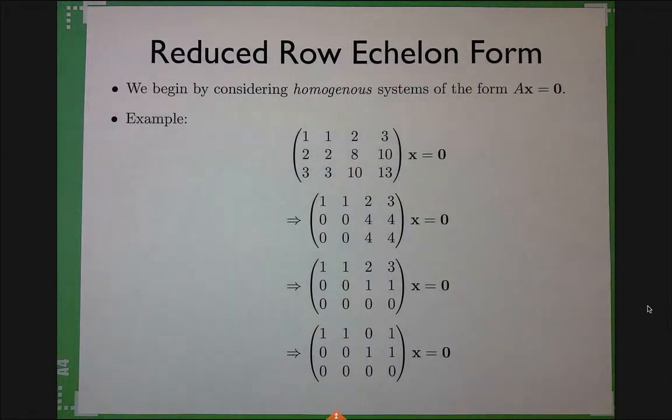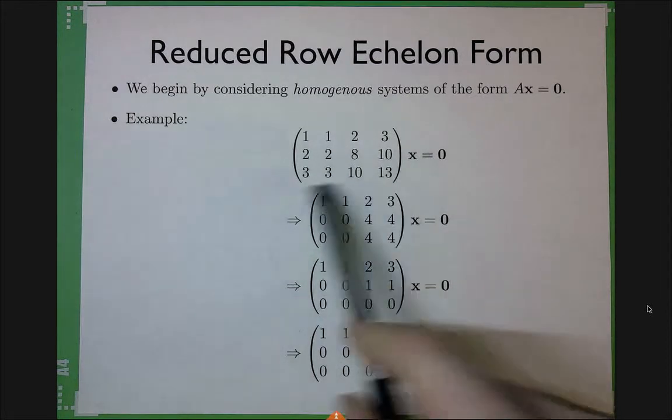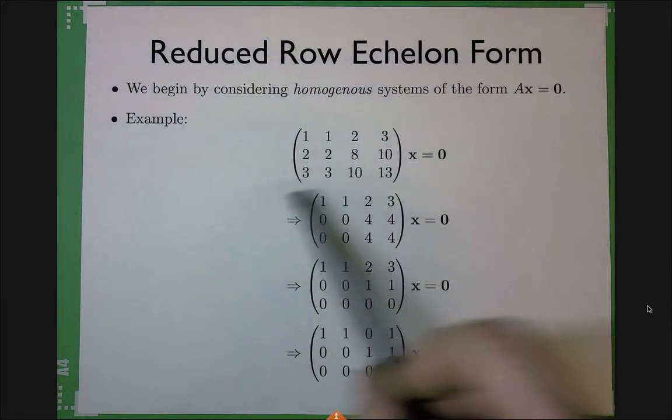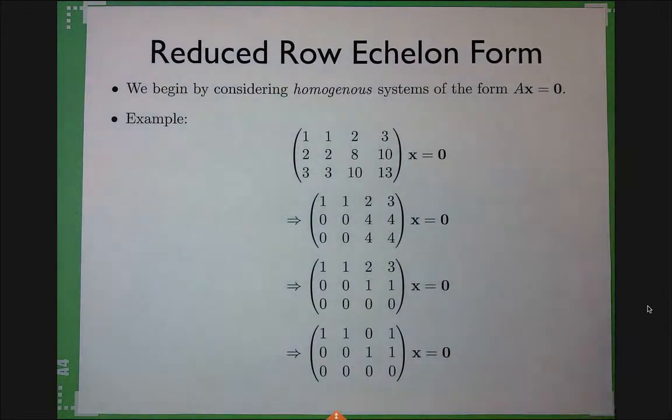That's something that's not for granted, right? Sometimes it might happen, sometimes it might not happen. And the way we find out is by doing elimination on that matrix. So let's take a look at how elimination works on a general rectangular matrix, starting with this example.